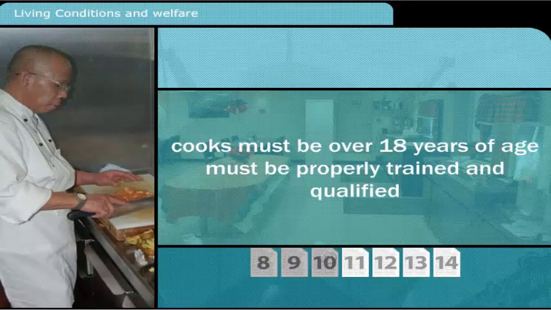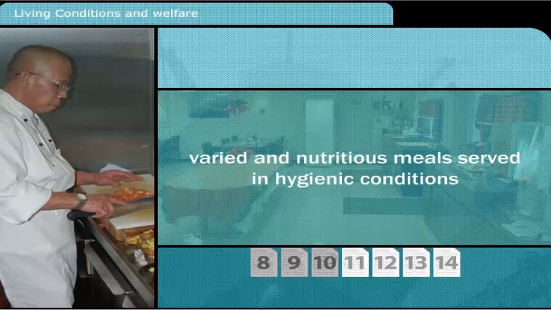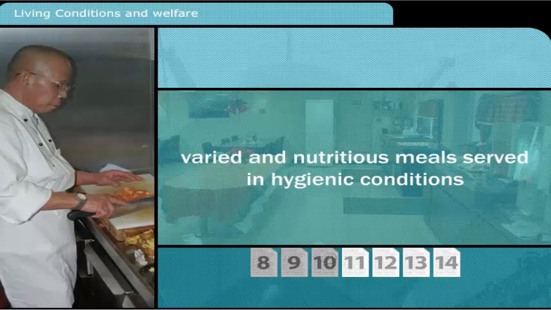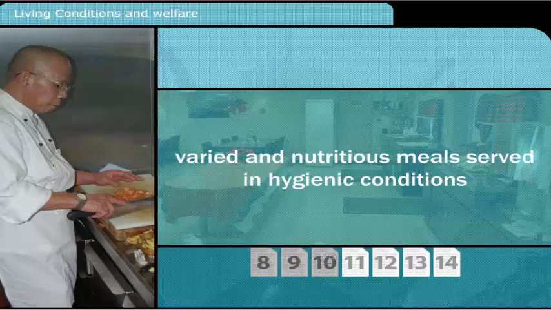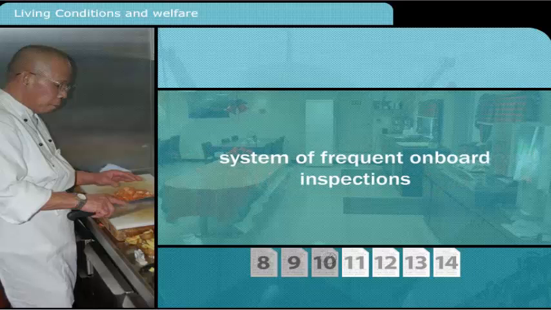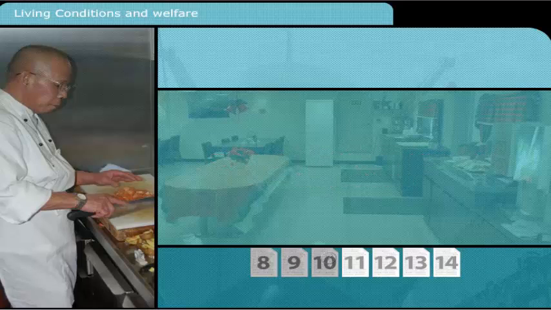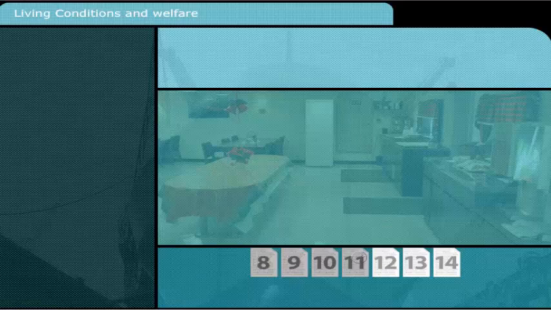Persons employed as ship's cooks must be over 18 years of age and be properly trained and qualified in the handling and preparation of food. In order to meet these requirements, the catering department must have the equipment and provisions necessary to ensure varied and nutritious meals are served in hygienic conditions. A system of frequent onboard inspection of the catering facilities, carried out by the master or under his authority, must be in place to ensure that the above requirements are met.